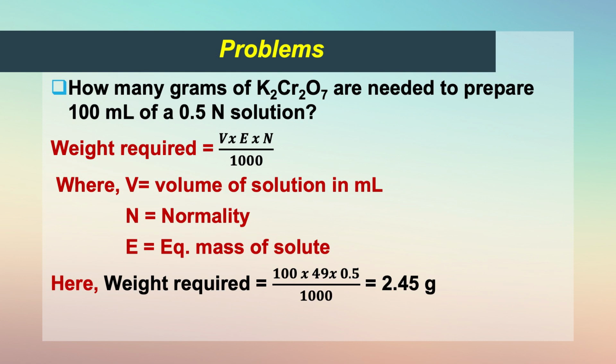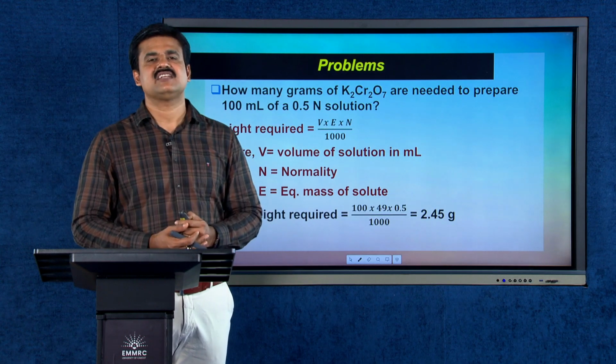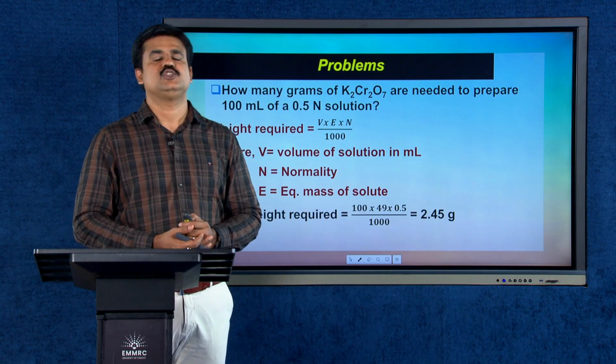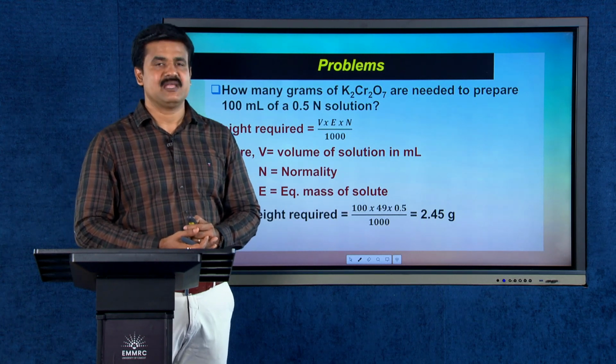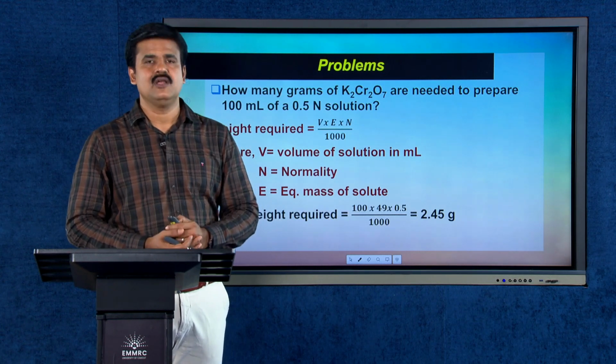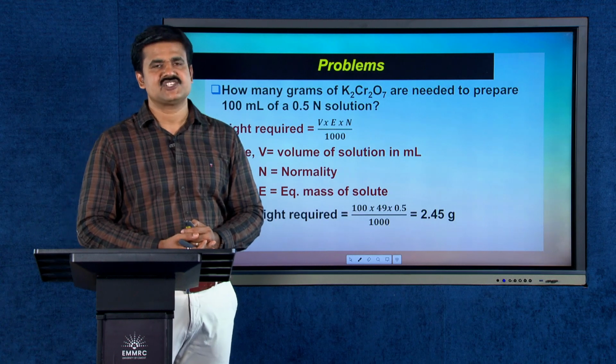You have to substitute all this data in the expression VEN divided by 1000. You will get 100 into 49 into 0.5 divided by 1000, and the final value will be 2.45 gram. Thus, it is very clear that whenever you weigh out 2.45 gram of potassium dichromate and make it up to 100 ml, you will get a solution of 0.5 normal concentration.